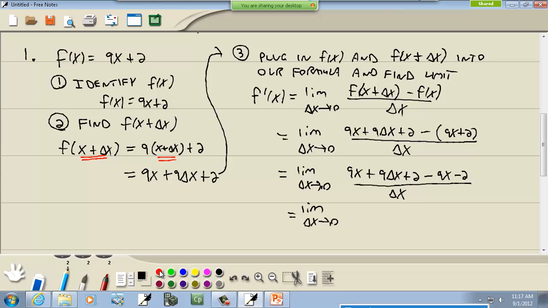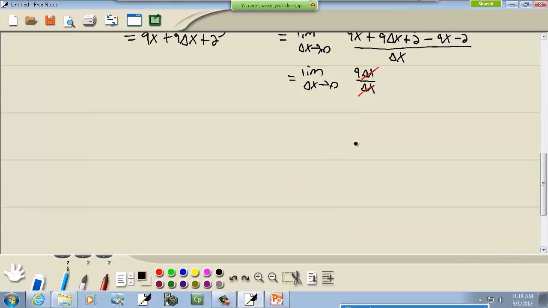Okay, so the 9x here and the negative 9x cancel each other. The plus 2 here and the negative 2 here cancel each other away. So we're going to be left with, up on top, 9 delta x. And down below, we're left with delta x. Well, this is 9 times delta x. So since that's multiplication, this delta x is going to cancel with that delta x. And we got the limit as delta x goes to 0 of 9.